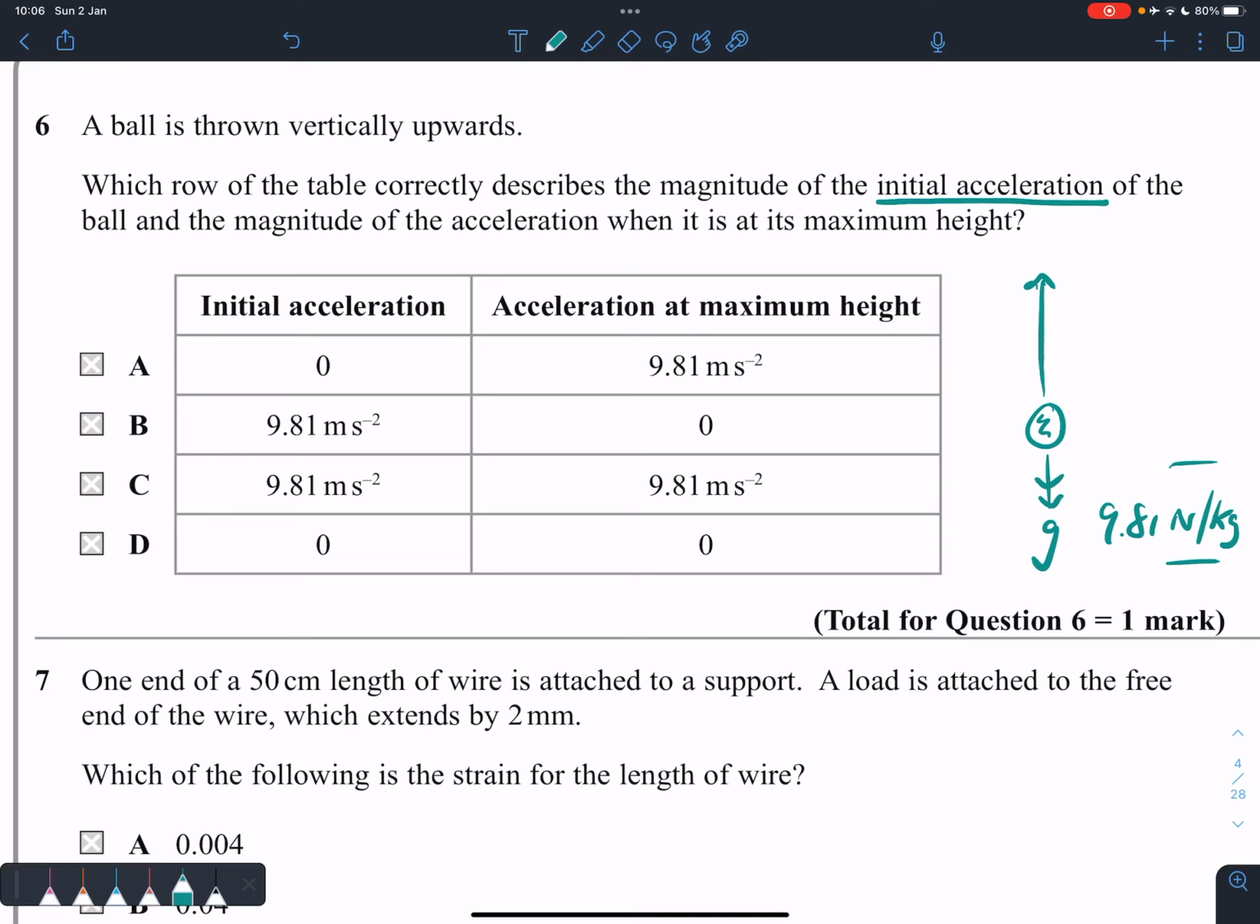And the magnitude of the acceleration of the ball at its maximum height is also going to be exactly the same, and they're just asking for the magnitude. So I'm not going to tell you the answer, but the magnitude of the acceleration of the ball will not change.